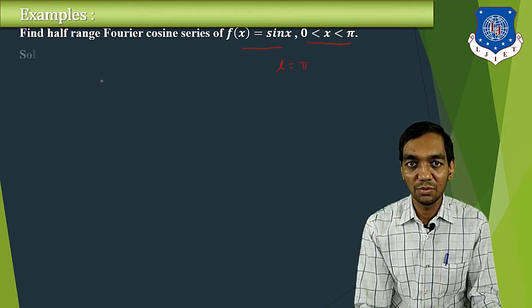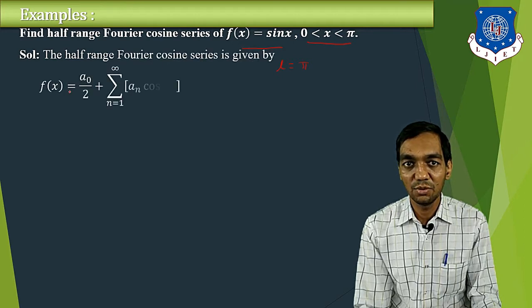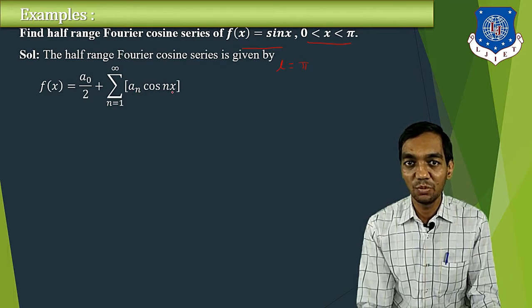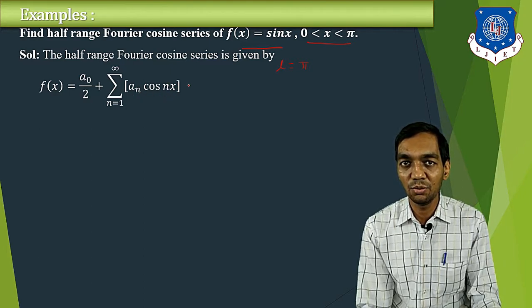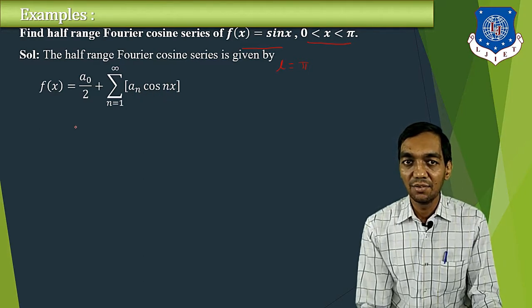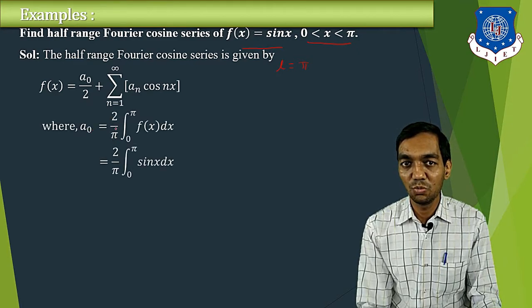And if you are going to write the Fourier cosine series, then the cosine series is given by f(x) equal to a0 by 2 plus sigma n running from 1 to infinity an into cos n pi x upon L, but L is pi, so pi will be cancelled out and you will have an into cos nx, where a0 is given by 2 by L, L is pi, so 2 by pi, integral 0 to pi f(x) dx.